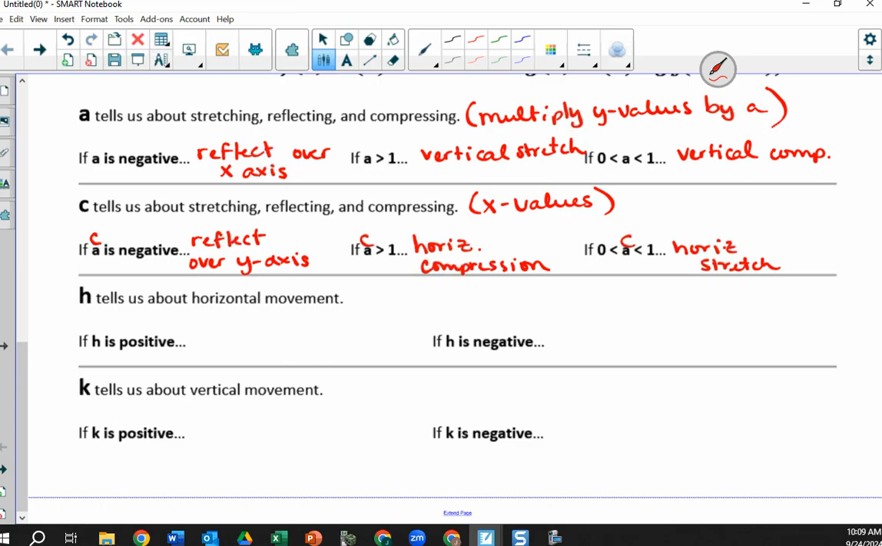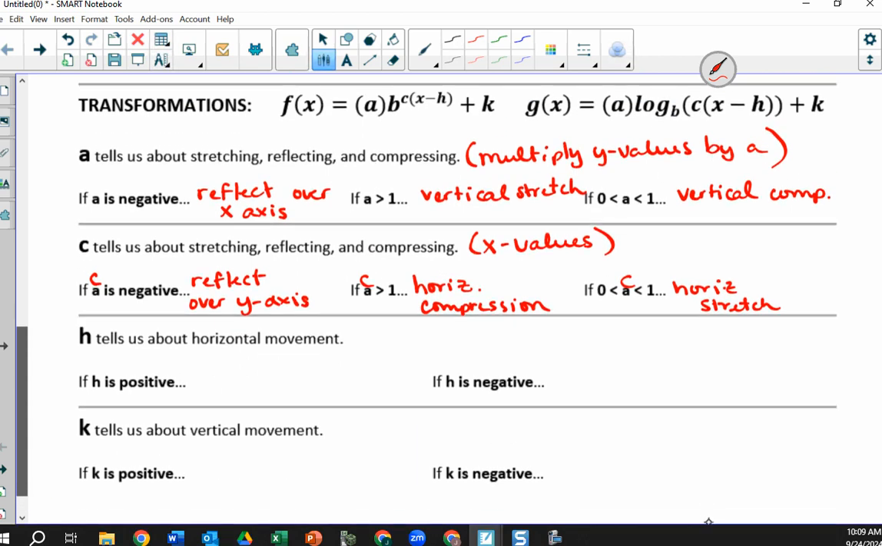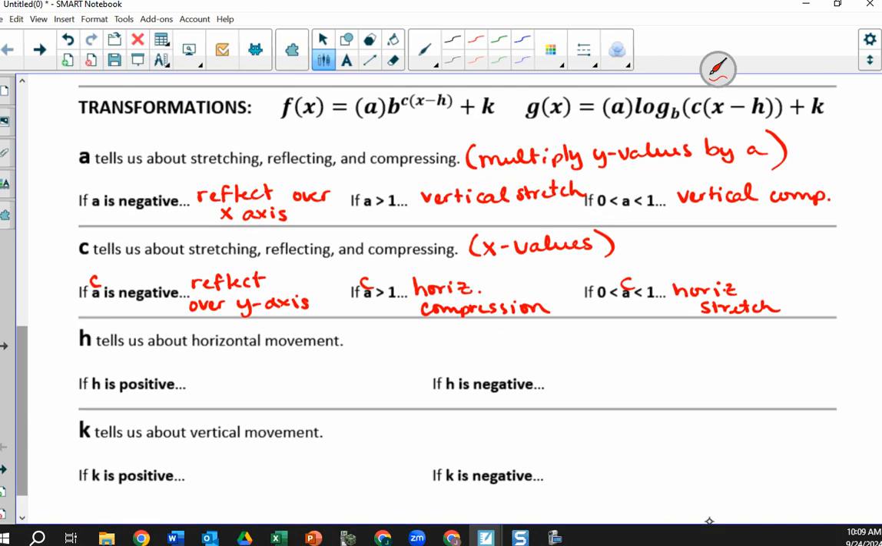All right, the H and the K are actually easier. The H is the horizontal movement that we have going on there. So the way I have it written, I've got x minus h. So if h is positive, like x minus 3, which way would we go? To the right, okay? So you can draw an arrow, you can say shift right, whatever you want to say there.